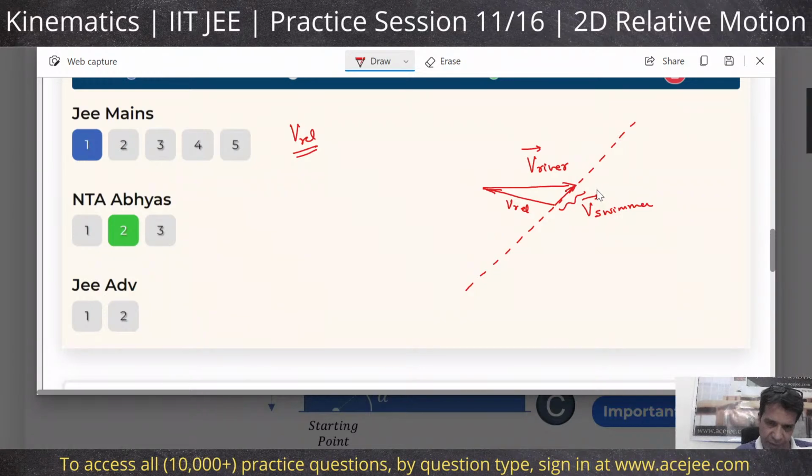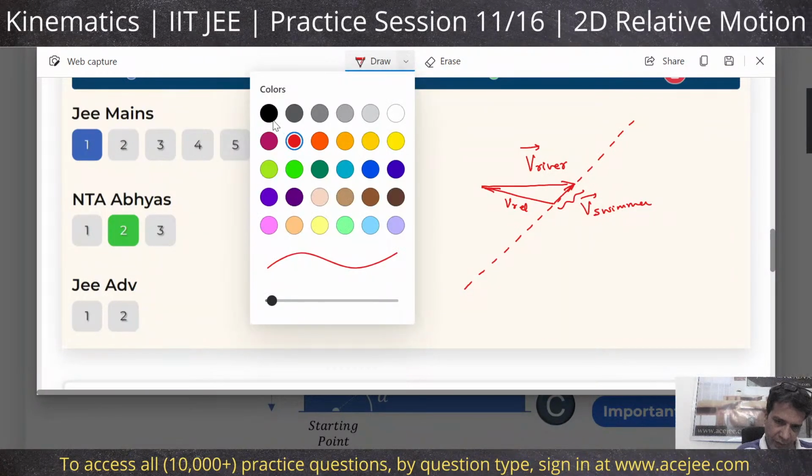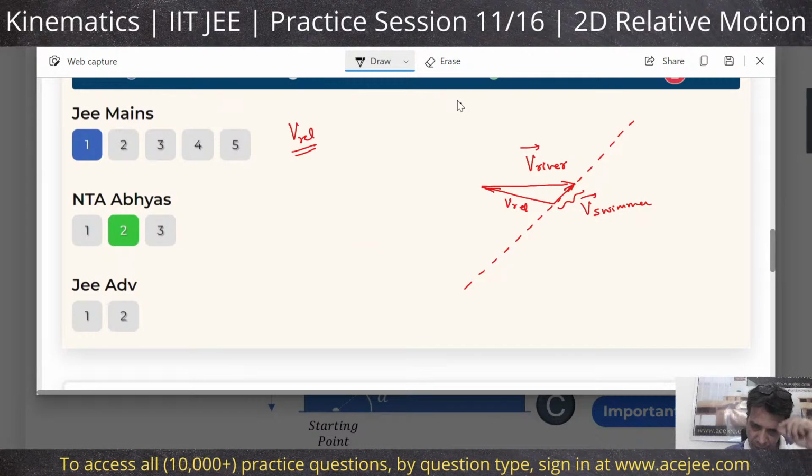And let's draw some other scenario. I'm going to use a different color here. Let me use black. So I can do it like this as well. Now, in this scenario, I definitely have a fairly high net speed of the swimmer. Correct? Okay.